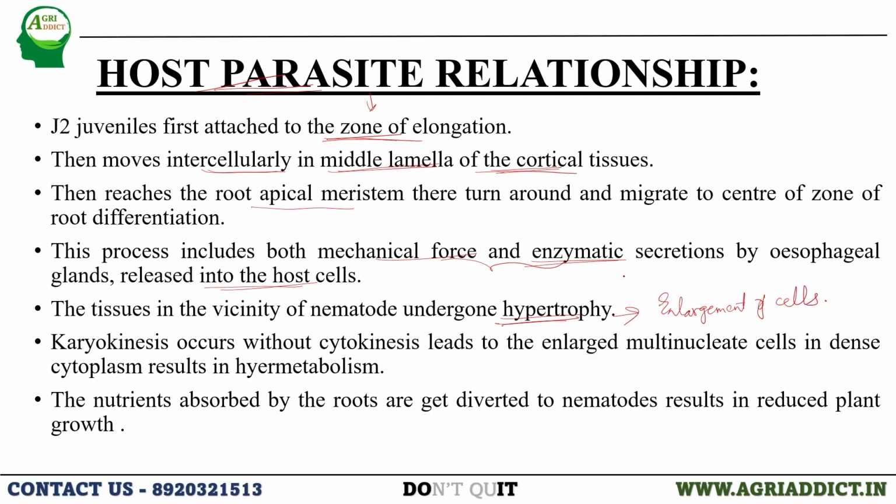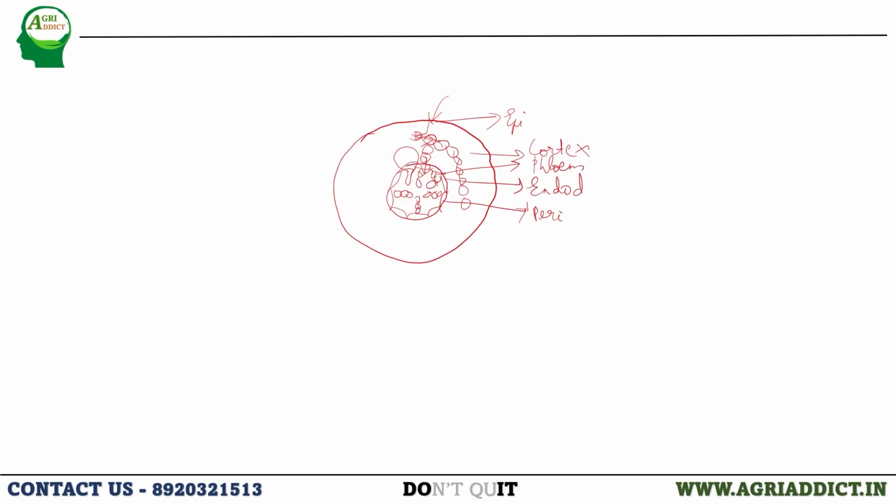These enzymes secreted by the nematodes are from the esophageal glands, and they start a chain of reactions in the procambial cells, which leads to the formation of the feeding site. The layers involved in the formation of the feeding site are the endodermis, pericycle, xylem and phloem tissues present in the vicinity of the nematode, which will undergo hypertrophy. Here karyokinesis will take place without cytokinesis. What does it mean? What is karyokinesis? Multiplication of the nucleus.